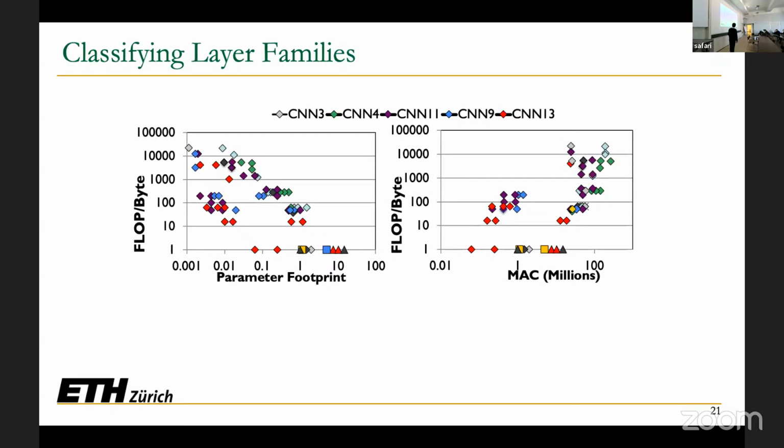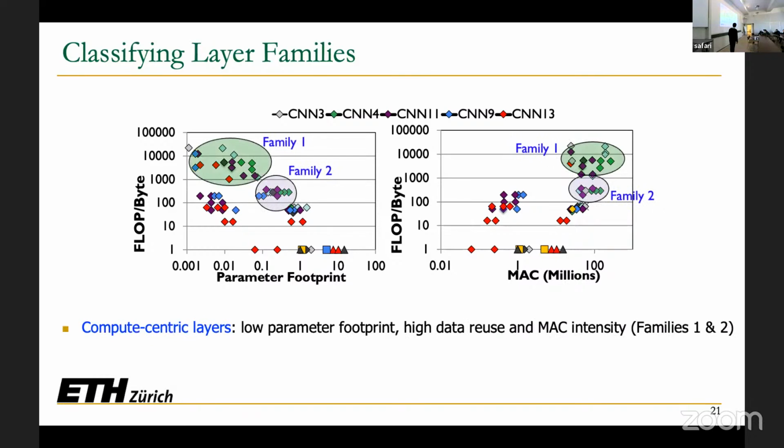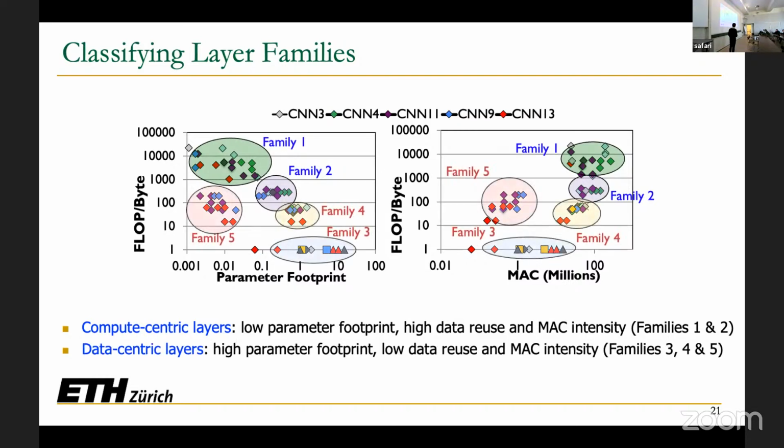So in these graphs, we can see the flop per byte against parameter footprint and macro operations. What was found is that we can group these specific layers into families. These are the compute-centric layers because they have low parameter footprint, high data reuse, and MAC intensity. Those would be families 1 and 2. Then we have data-centric layers, which have high parameter footprint, low data reuse, and MAC intensity. That would be families 3, 4, and 5.